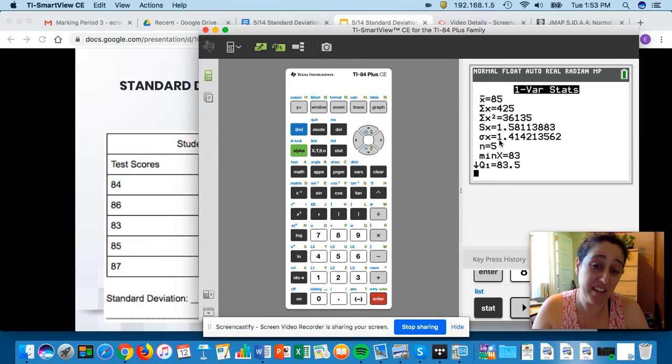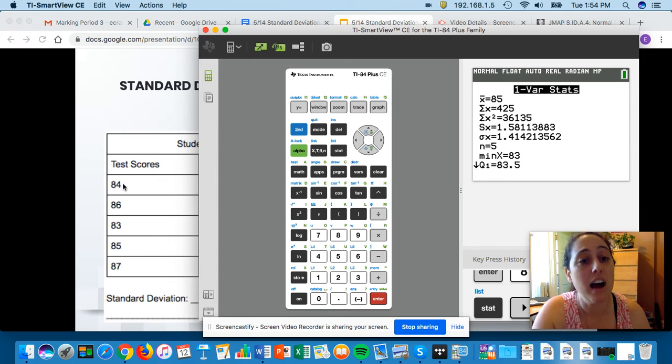All right, so now is that kind of high? Is it kind of low? I look at all of these, and if my mean, my average is 85, all of these kind of look close to 85. This one even is 85. So I would assume 1.4 is kind of a low standard deviation. So let's compare it to the next one.